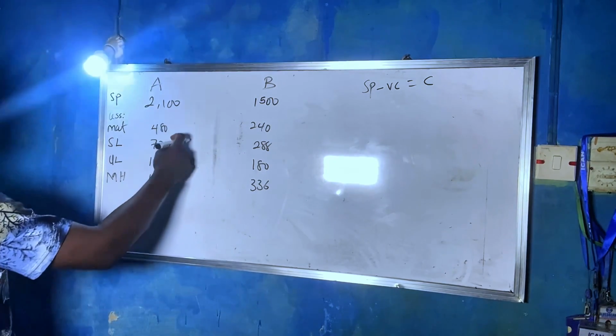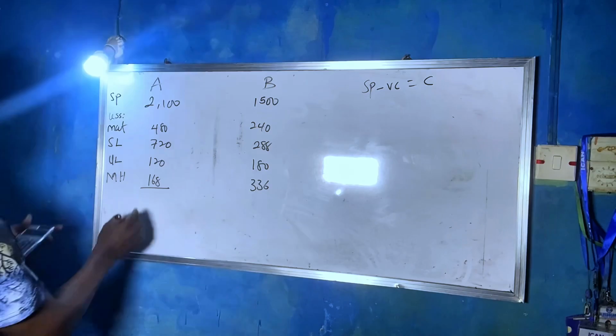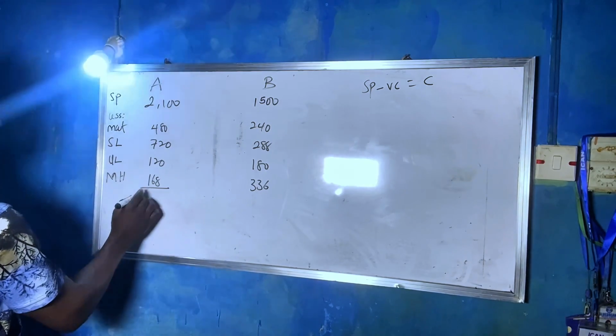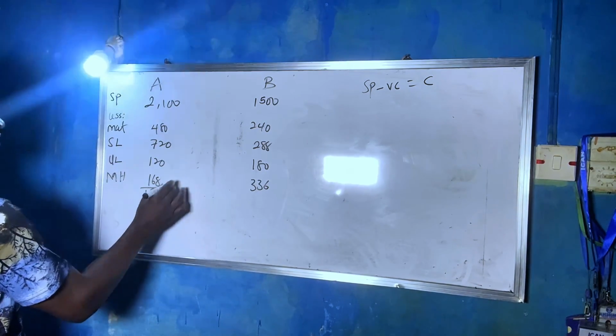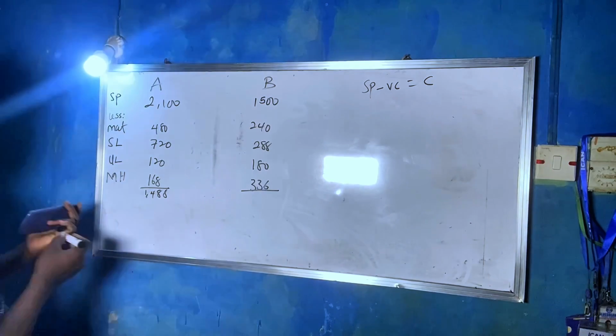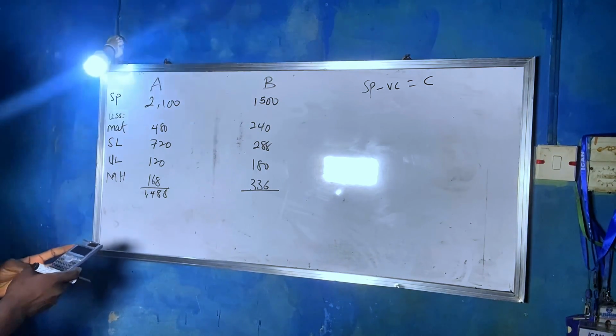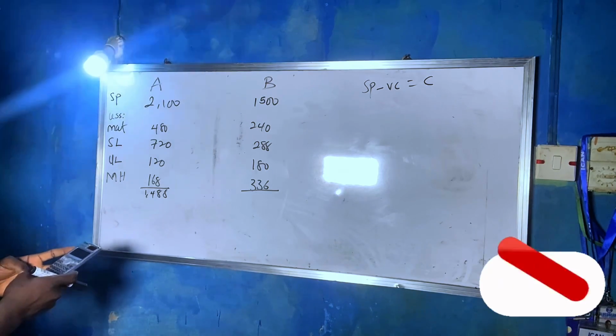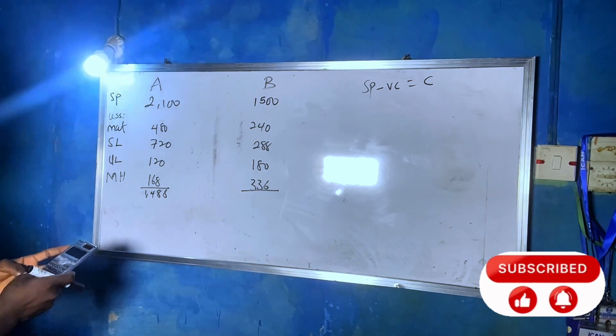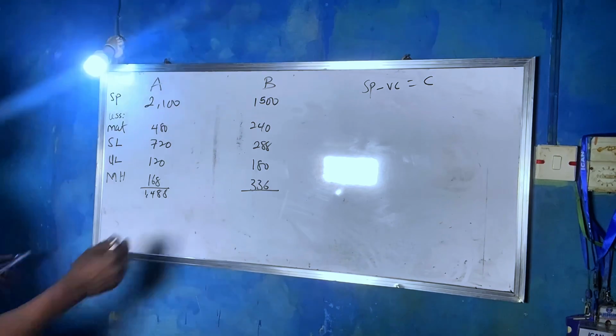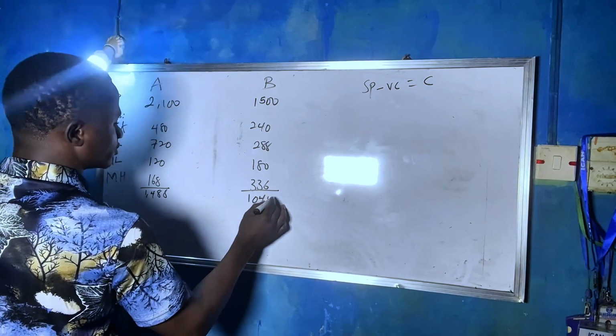So the summation of all our variable cost is 1488. And the summation of all our variable cost here is 240 plus 288 plus 180 plus 336. That gives us 1044 naira.